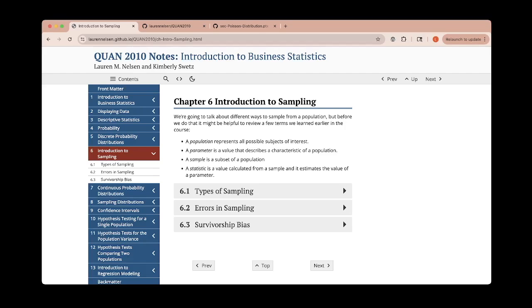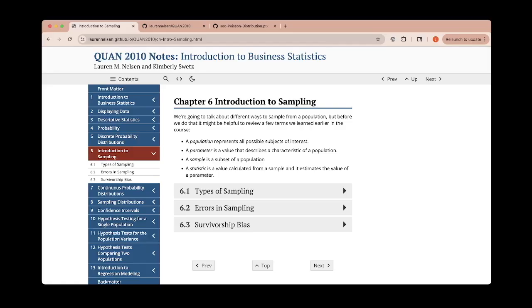We talked a little bit before about how we want a random sample, but now we're going to get into more detail. So let's just review a few terms that we learned earlier. A population represents all possible subjects of interest. So if I want to say something about all students at UCCS, that would be my population. That's all students at UCCS.